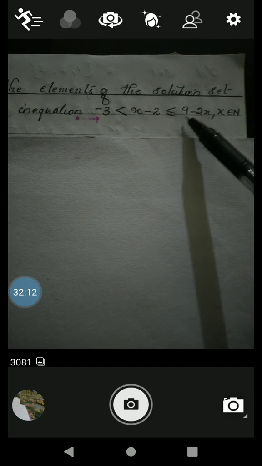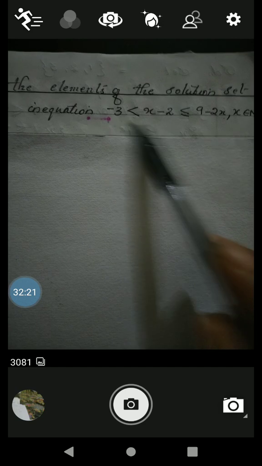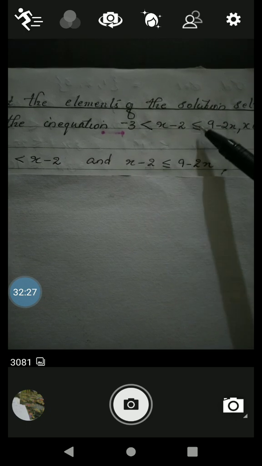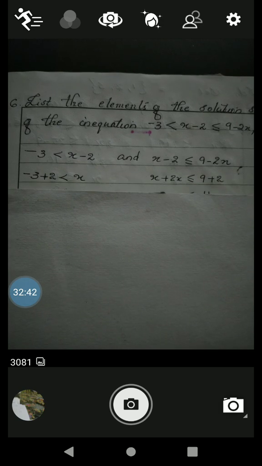Now we can see one more question. Question number 6. List the elements of the solution set of the inequation minus 3 less than x minus 2 less than or equal to 9 minus 2x, x belongs to natural numbers, the set of natural numbers. Therefore, write this inequation and split. Here you can see two inequality signs. Therefore, split this inequation like this: minus 3 less than x minus 2, and x minus 2 less than or equal to 9 minus 2x. And solve both sides.